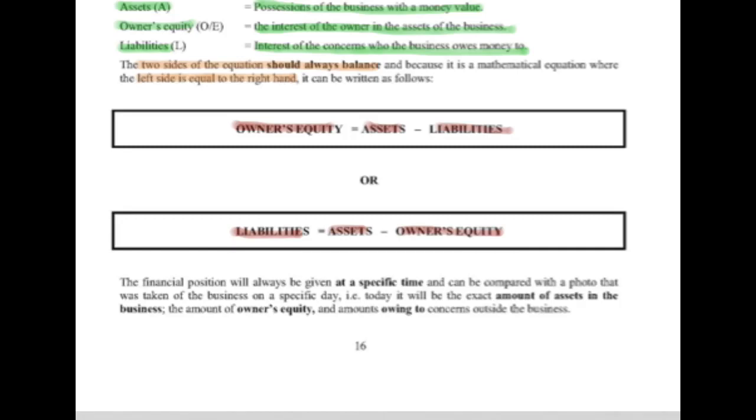So the financial position will always be given at a specific time and can be compared with a photo that was taken of the business on that specific day. So in other words, today it will be the exact amount of assets in the business, the amount of owner's equity, and the amount owing to concerns outside the business. Now in the next video, we will use these equations to practice how to adapt the equation with certain scenarios. So let's look at a few examples of the accounting equation.